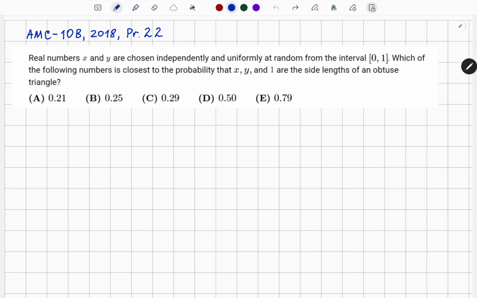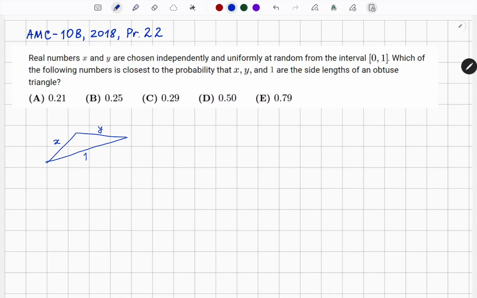an obtuse triangle? Okay, so if x and y are taken from interval 0, 1, then 1 should be the longest side of the obtuse triangle. So it looks like this. This is x, this is y, and this is 1. 1 apparently is the longest side.